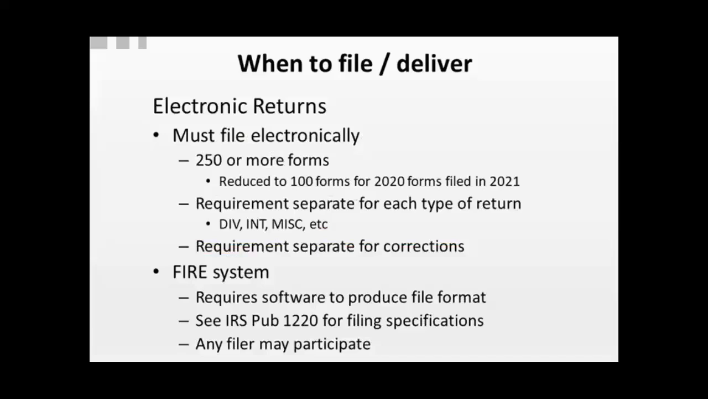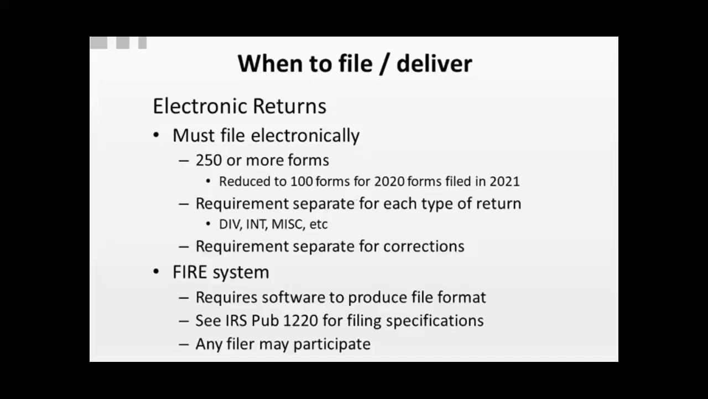So the requirement is separate for each type of return filed. So you might have 270 1099 miscellaneous and 10 DIVs. You can file the 10 DIVs on paper, but the 1099 miscellaneous has to be electronically filed. And the requirement is separate for corrections. So if you have to correct fewer than 250 forms 1099 miscellaneous, you can do the corrections on paper.